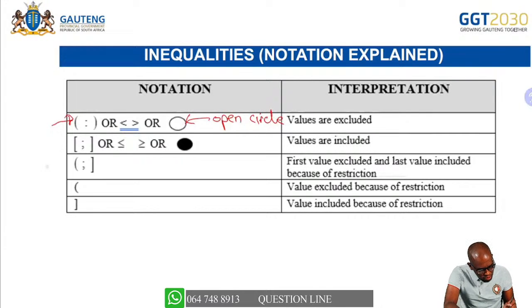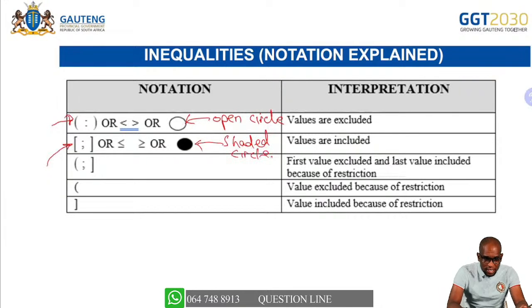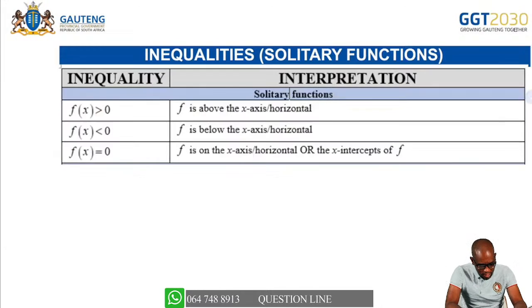And then if you want to include, obviously you use that square bracket, and then you'll have your shaded circle or an oval there to show that the values are included. Now, if you check the third one, it shows that the first value is excluded, however the last value is included. Right, now let's move on.